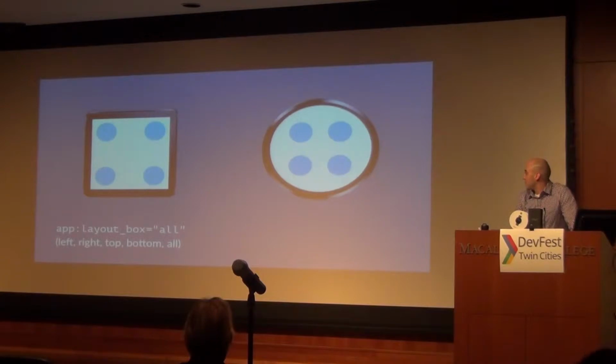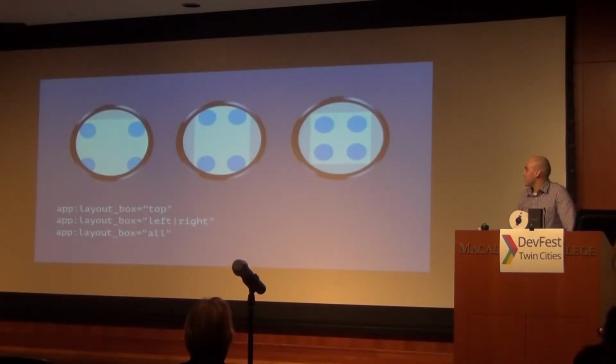And you have some freedom with how you do this, because maybe you don't always want to pad it all the way around. In this case, I've picked all, and it's padding all the edges. But you can pick some combination of left, right, top, bottom, and all. To give you an idea of how this works, maybe you just want to pad the top or the sides, or you can do the whole thing.